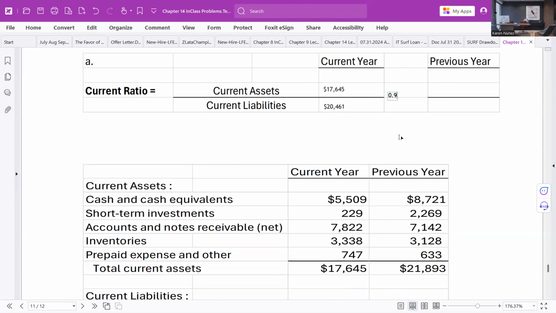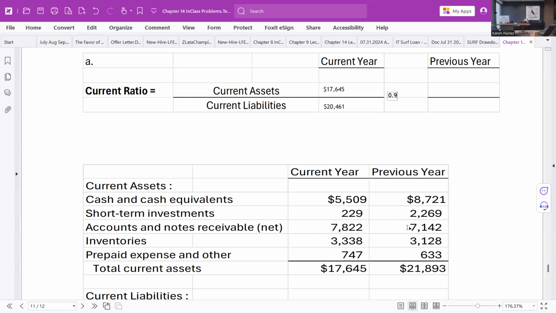So what that tells us is they do not have enough in current assets to meet their current liabilities, right? There's not enough available, which indicates a weakness, right? What's indicated here is they've got some significant weaknesses related, in this case, to their ability to meet those current obligations in the current year.